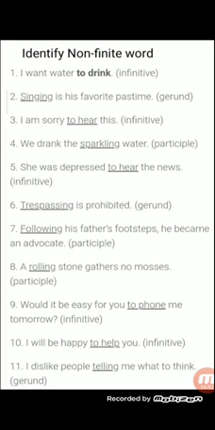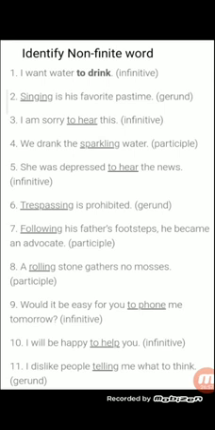I am sorry to hear. To hear, infinitive. We drank sparkling water. Water कैसा है? How? Adjective. Participle. Clear. Sparkling. चमकता हुआ. Clean. She was depressed to hear the news. To hear. It is an infinitive. Trespassing is prohibited. What is prohibited? Question क्या किया? What is? तो trespassing noun हो गया.